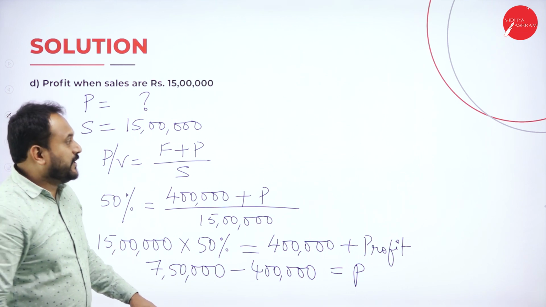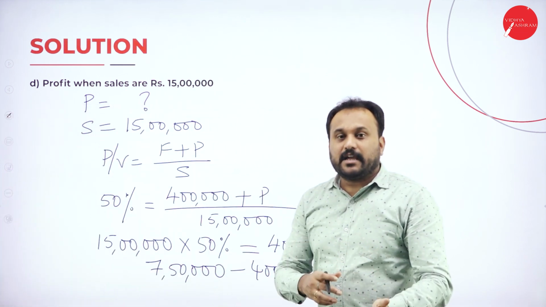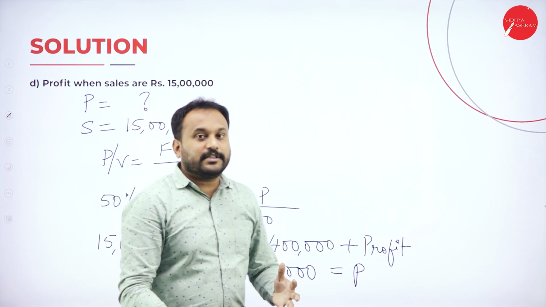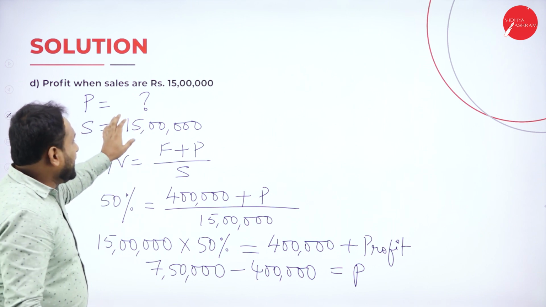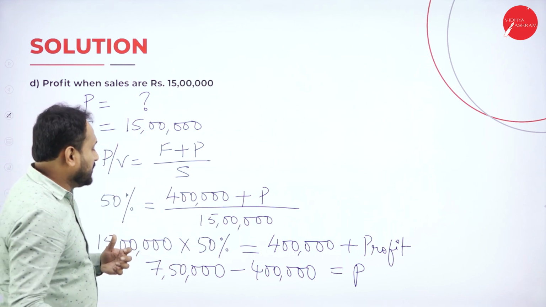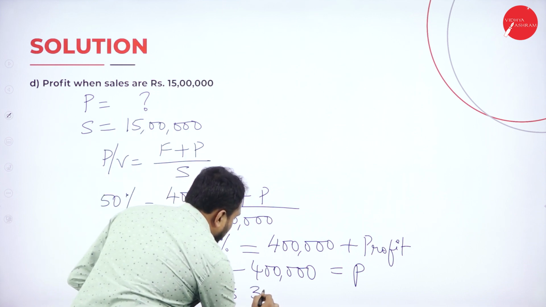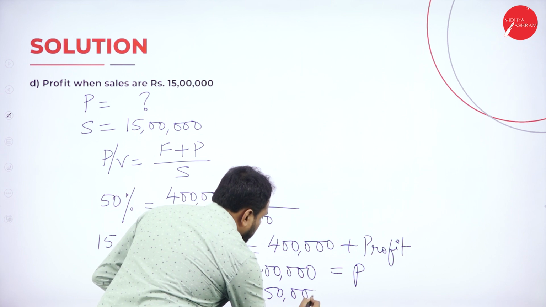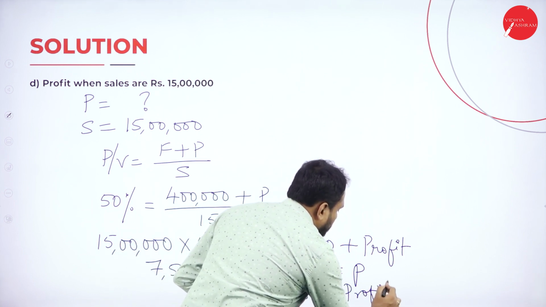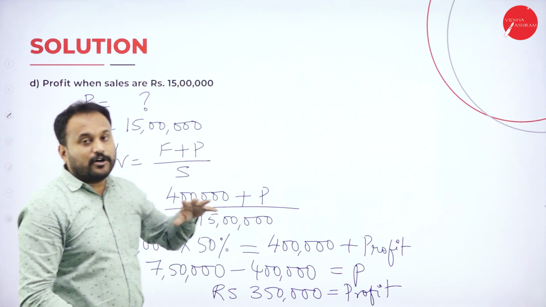So what is the profit here? We'll substitute 7 lakh 50,000 minus 4 lakh is 3 lakh 50,000. So we got how much is the profit? 3 lakh 50,000. For every 15 lakh rupees sale, the profit will be how much? 3 lakh 50,000. So we'll write here rupees 3 lakh 50,000 is equal to profit. So we have done with the next question, that is D also.